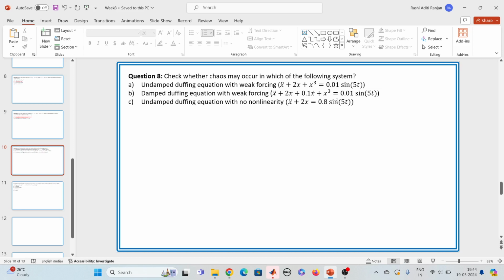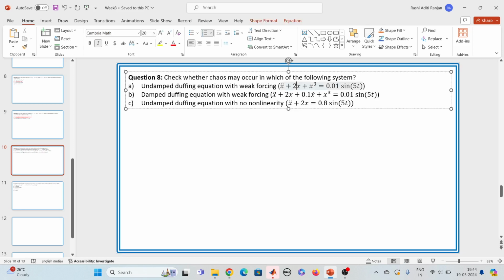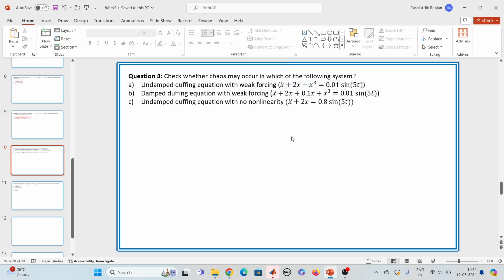So when we compare it with the coefficient of x, or our omega n square, if the coefficient of forcing is very small or comparable with that value, then I say that it is a strong forcing. And if it is not comparable, it is very small, then we say it is a weak forcing.